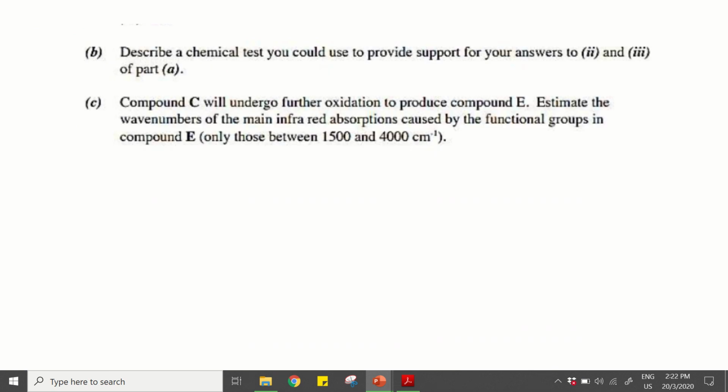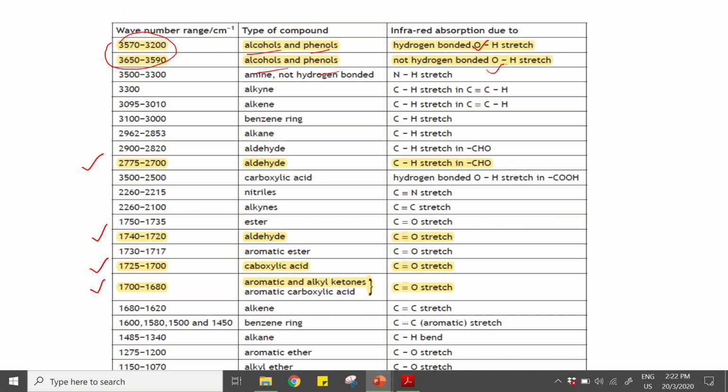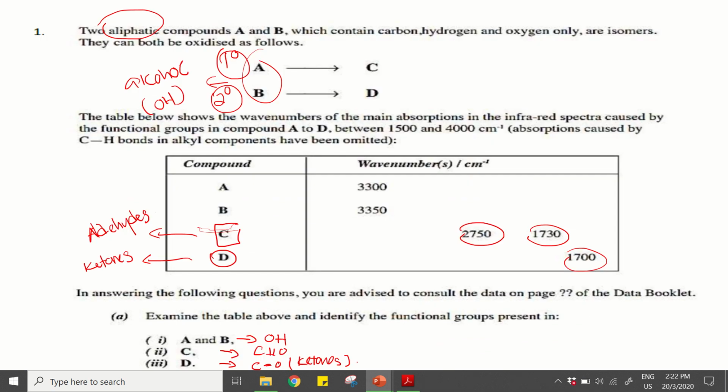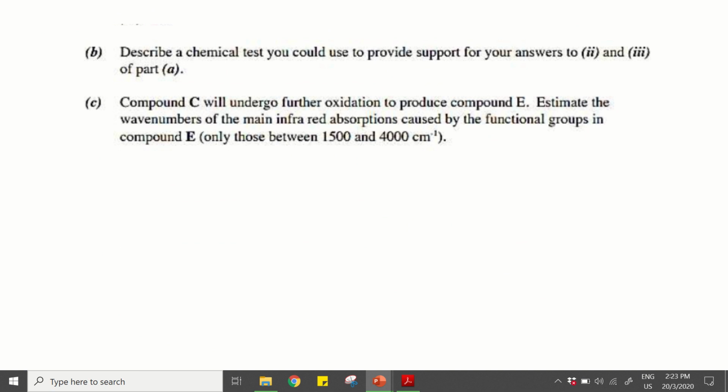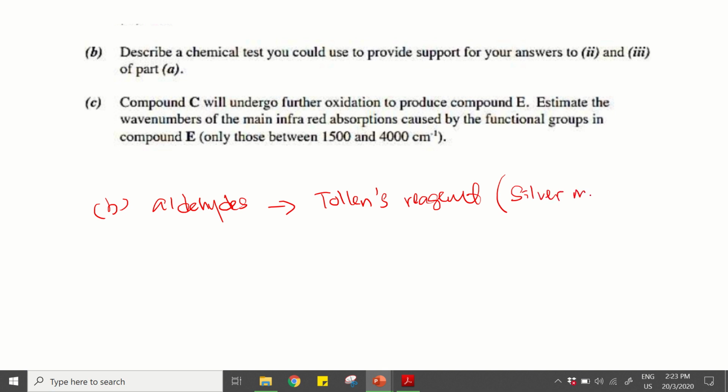Part B. Describe a chemical test you could use to provide support for your answer to 2 and 3. Now, if you refer back to 2 and 3, one is aldehyde, one is ketone. So what are the chemical tests you can use for this? I will assume that for C, to test for aldehydes, I will use Tollens reagent. Okay, and the observation is that it gives you a silver mirror if it's an aldehyde.